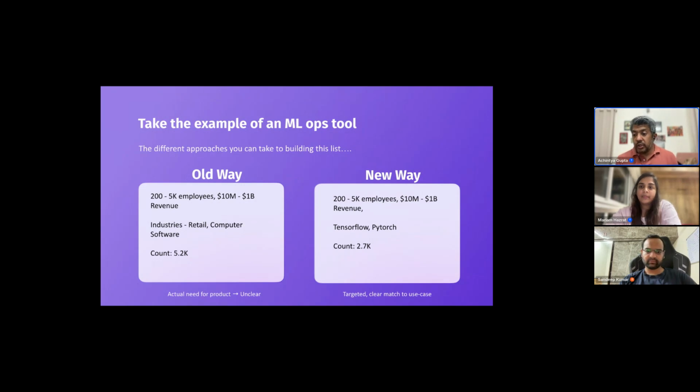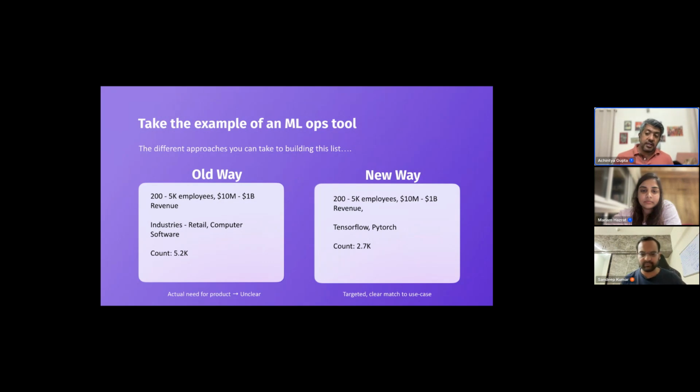Whereas if we do it the new way, which is keep the same employee band, keep the same revenue band, but instead of going retail and computer software, we build it on TensorFlow and PyTorch. Very core technologies in the space. Any company using that is building something around the space for an MLOps tool, and we're getting a count of 2,700 companies. Smaller, but it's much more targeted, much more specific. And what really excites me about this is that because, say, 1,500 of these companies are using TensorFlow, you can tailor your messaging and your advertising around that point. And similarly for PyTorch companies, right?